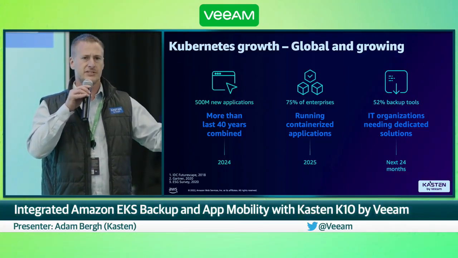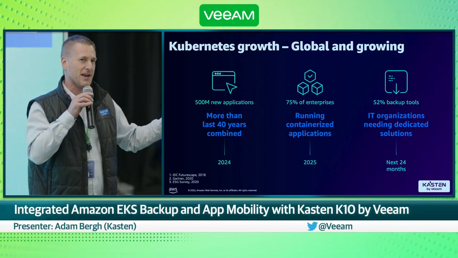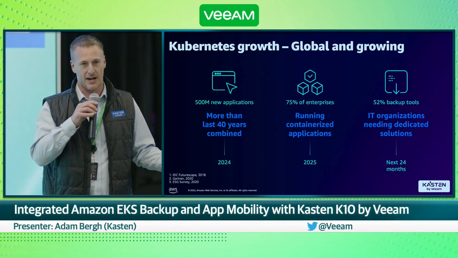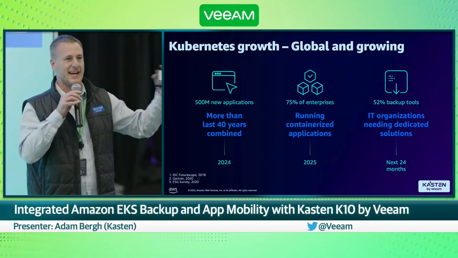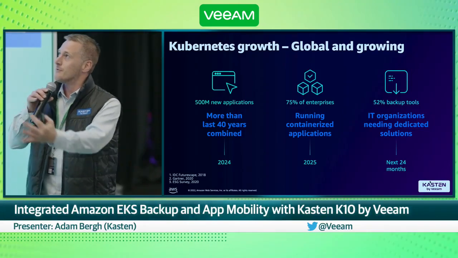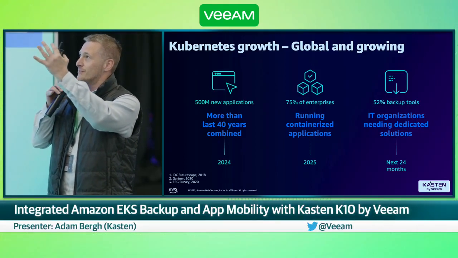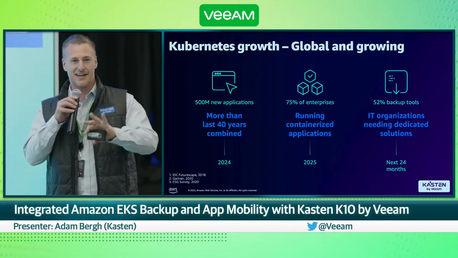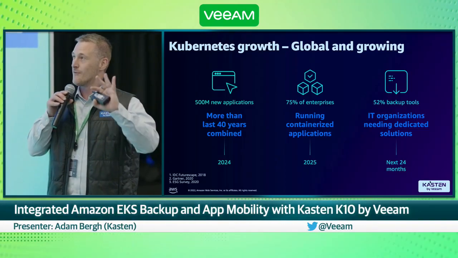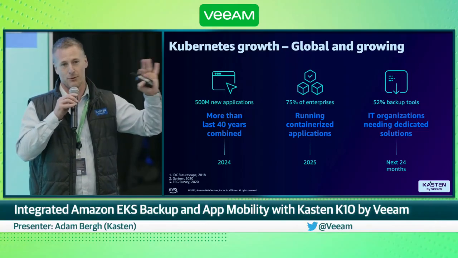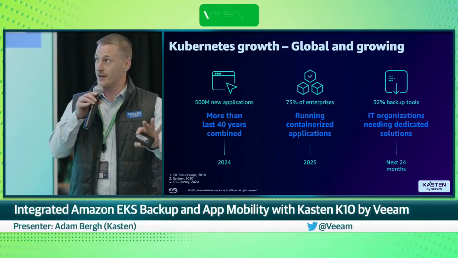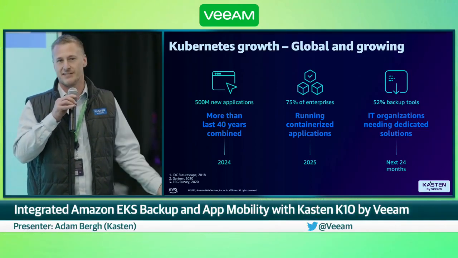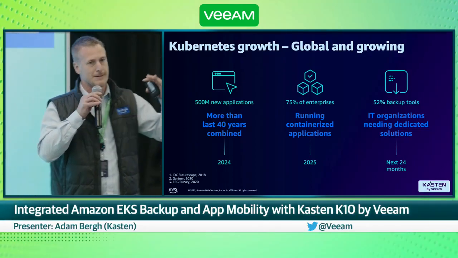And let's talk about Kubernetes for a little bit. I think everyone has a good idea that Kubernetes is exploding right now in popularity. The analysts are looking at the industry, and they're telling us that in the next couple years, 500 million new apps are going to be deployed as containerized applications on Kubernetes, more than the last 40 years combined. This is pretty crazy. 75% of enterprises are saying that they're going to be running containerized applications over the next couple years. So this is really huge.